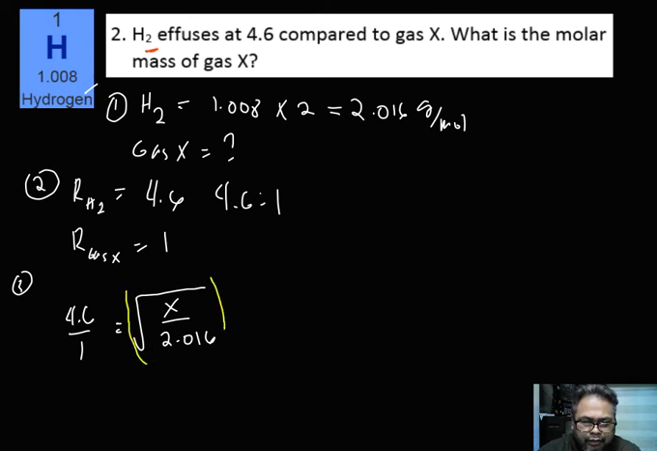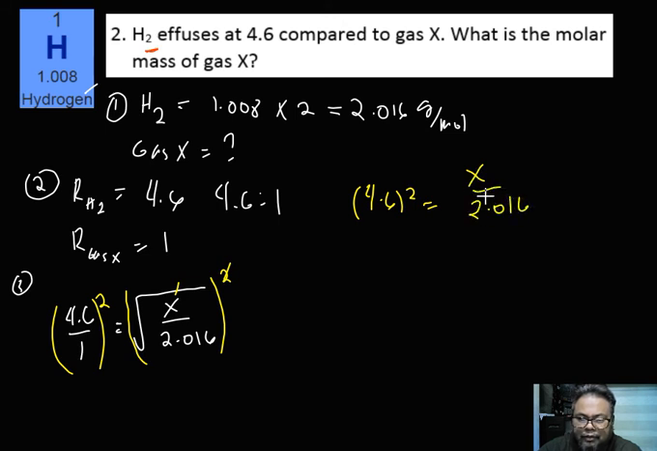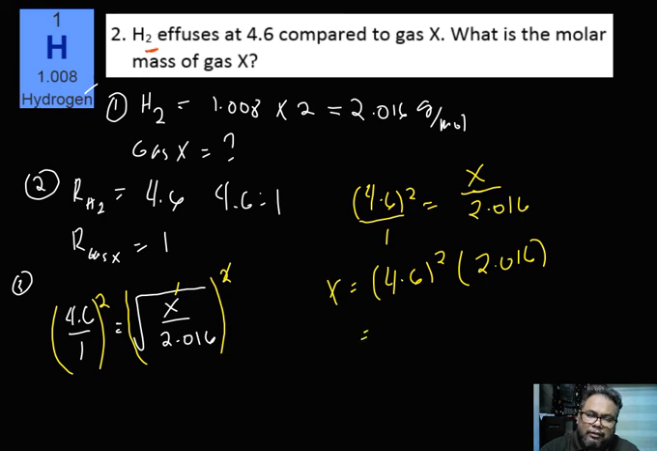So square natin to, use a parenthesis, squared, and square din natin to. Now what is left? Tatanggal to, tatanggal yan. So we now have 4.6 squared is equal to x over 2.016. Cross multiply. Since there's an over 1, we have x is equal to 4.6 squared multiplied by 2.016. Let me get my calculator.